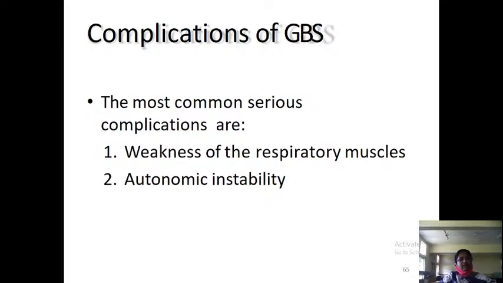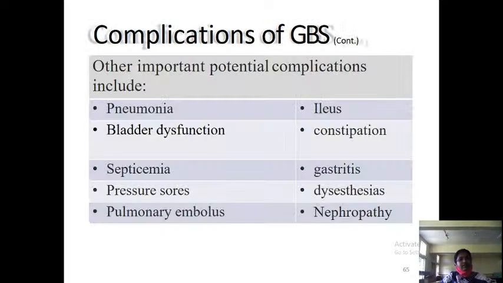Complications. The most serious complications are mainly because of only two things: one is weakness of the respiratory muscles, and second is autonomic instability. The other associated complications would be aspiration, pneumonia, bladder dysfunction, infections, pressure sores, pulmonary embolus, constipation and nephropathy, which could be associated with the main illness.